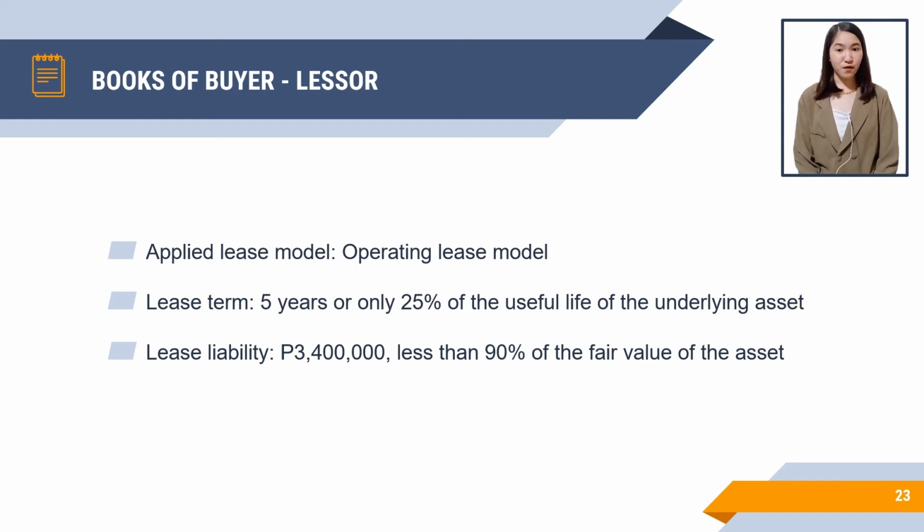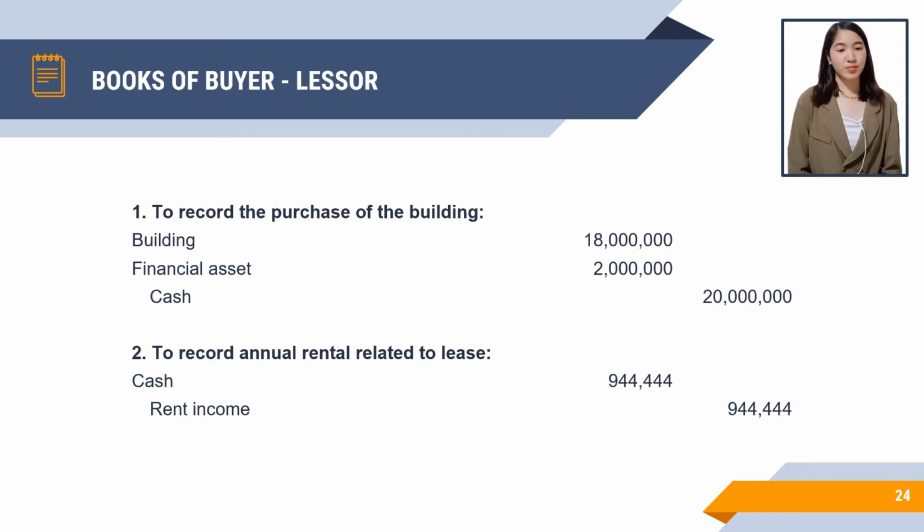Secondly, 3.4 million or less than 90% ng fair value ng asset yung present value ng lease liability. E diba, again, to qualify in finance lease model, dapat yung present value of lease liability is at least 90% of fair value of the asset. Basta guys, we always have to keep in mind na kung hindi pasok sa qualifications ng finance lease model yung lease term and lease liability na napag-usapan, then eto na yung go signal natin na probably operating lease model yung gagamitin. Now, let's see the journal entries in the books of buyer-lessor.